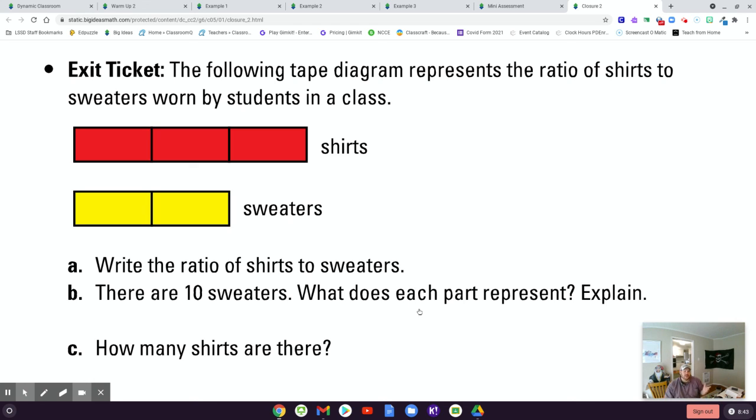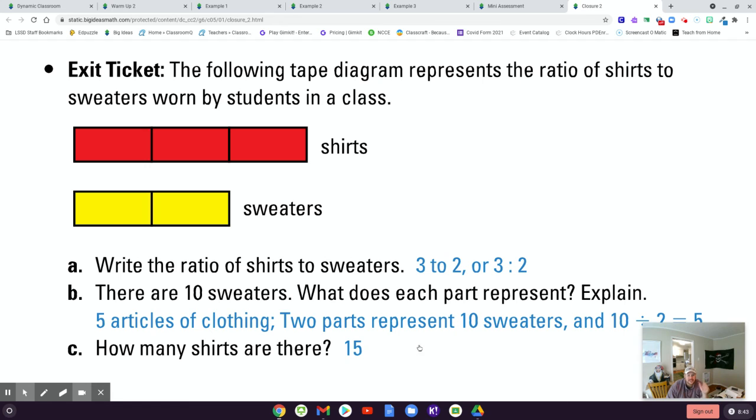All right, so then the final question, how many shirts are there? Okay, and there are 15 shirts because each part represents 5. So we have 5, 10, 15 shirts, 10 sweaters. There we go. You are now ready to do 5.1 on big ideas.